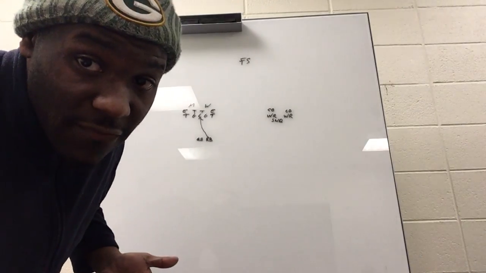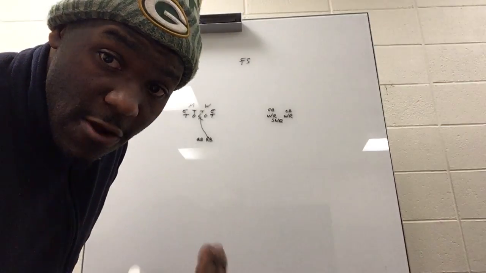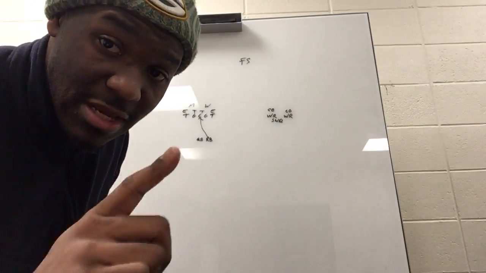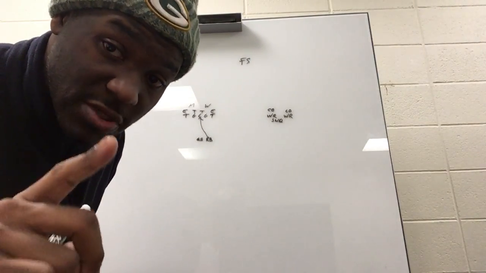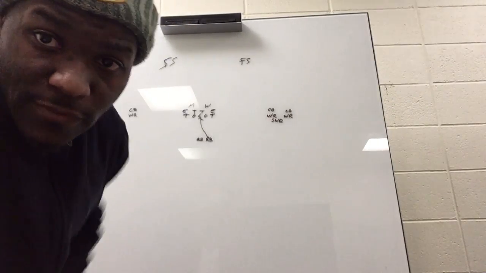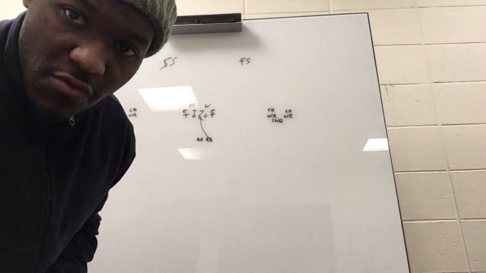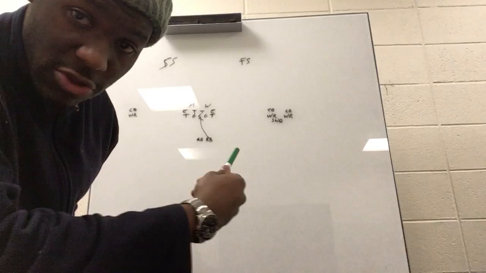That's a numerical disadvantage. So then, with a pre-snap RPO, he's pre-reading the snap. He's pre-reading the play before the snap of the ball. He sees the numerical disadvantage on that side, and the quarterback just decides, okay, screw the run. We're going to throw this quick screen.